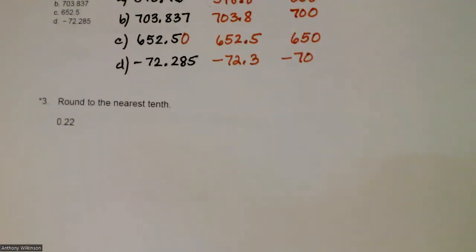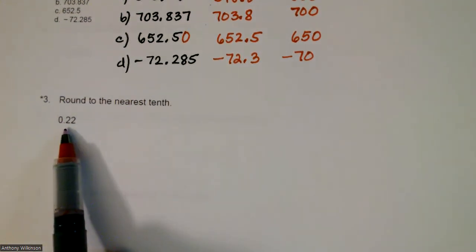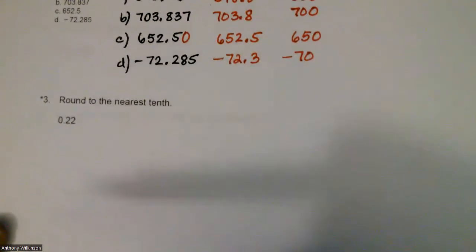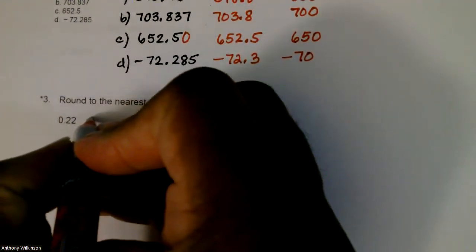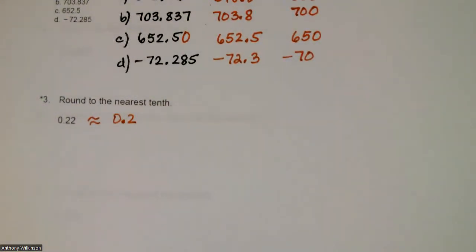All right, example 3 looks like this. We're going to round to the nearest tenth. Here we got 0.22. Well, we look at the digit in the tenths place. That's going to be the first 2. To the right of that is the other 2. 2 is less than 5, so this first 2 remains the same. So 0.22 would be approximately 0.2, to the nearest tenth.